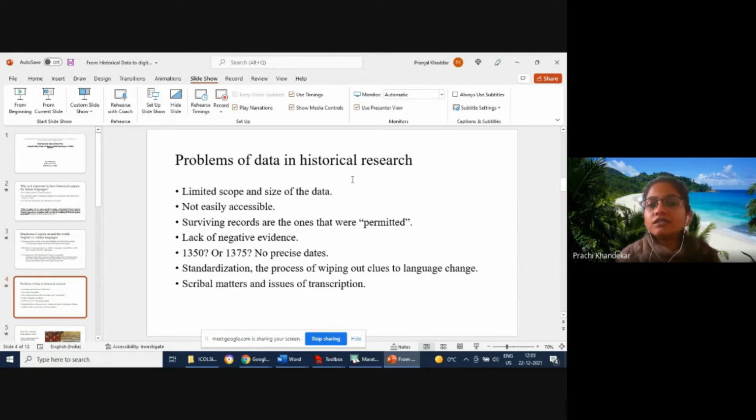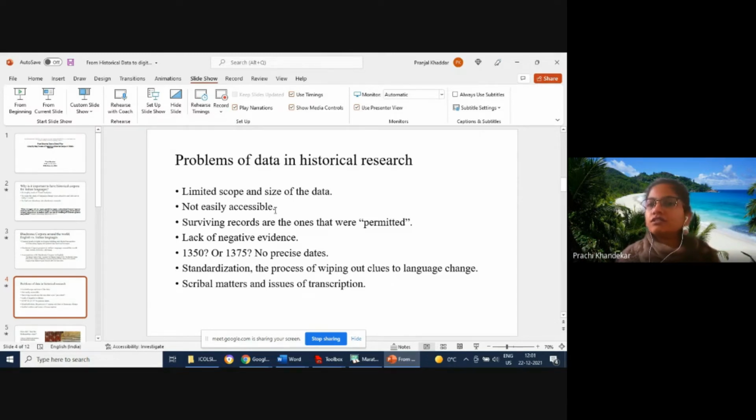However, it's not easy to find data in historical research. There are a lot of issues when it comes to data in historical research. So we're going to look at these. It's an agreed fact that historical data will always be limited in scope and size, because it's not like new data is being found every day. What is available is what is available.